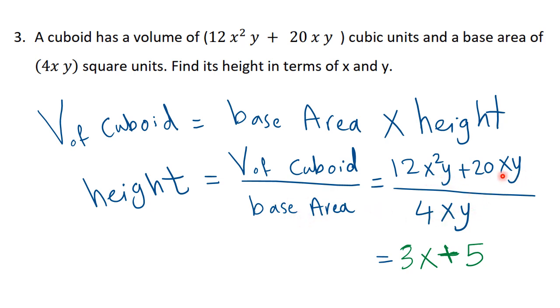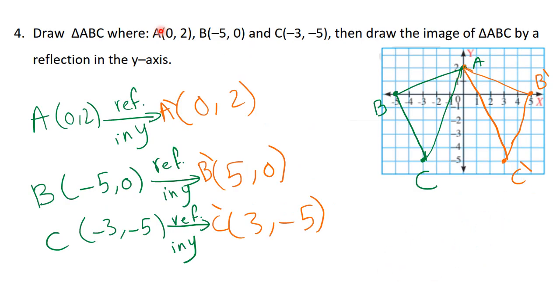As we did before, when we have two terms here and just one term here, we divide the first by 4xy, and then we take the second divided by 4xy. If we divide this term by this term, 12 divided by 4 equals 3, and we subtract the power, so it will be 3x. And y divided by y will be eliminated, so we don't write any y here. Then 20xy divided by 4xy: 20 divided by 4 equals 5, and x divided by x we cancel, and y divided by y we cancel, so the final answer should be 3x plus 5.